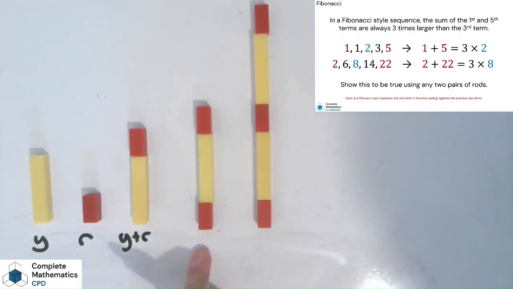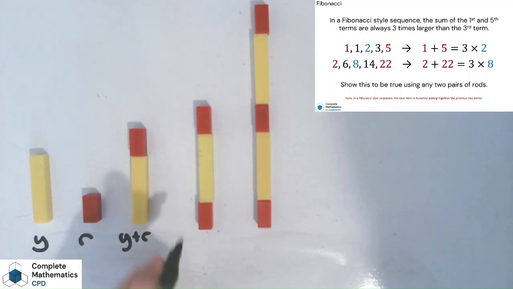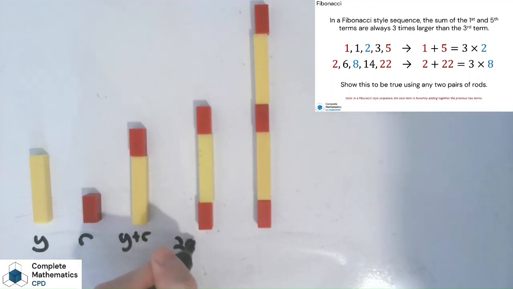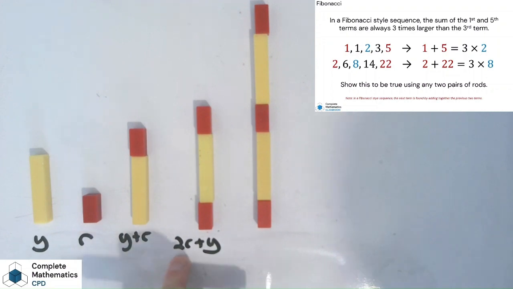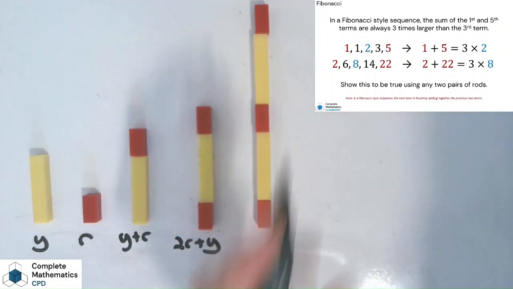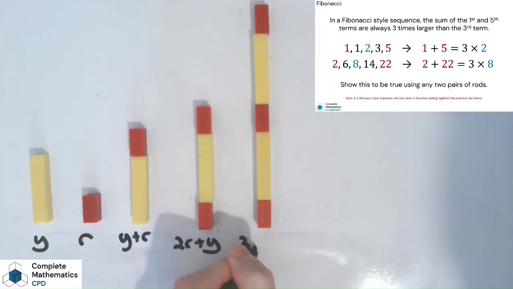And then what about the fourth term? Well, I need to add together the second and the third term, so it's going to be 2r plus y. And what we're actually doing here is collecting like terms, although it just makes perfect sense for the pupils. The length of the red plus the length of another red will be the length of 2 reds. And then the fifth term here is obviously going to be 3r plus 2y.